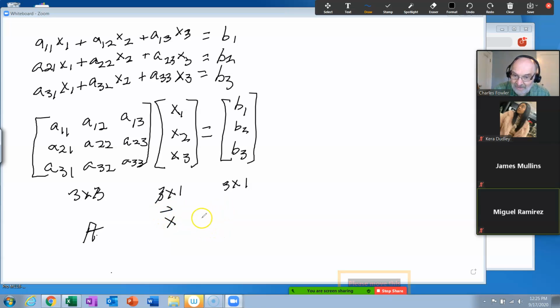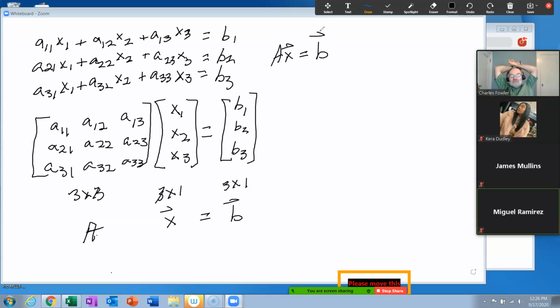That would be vector X, and that's equal to vector B. So another way to express this is AX equal B, and that's exactly what we've got there. Where X and B, because they are vectors, I put the vector symbol over them. They're also column matrices, which is fine, but that's also a vector.